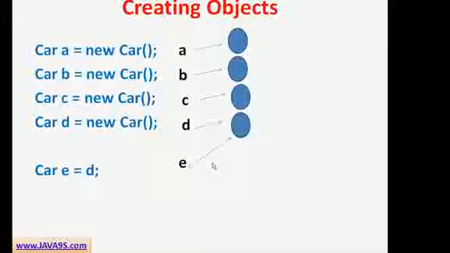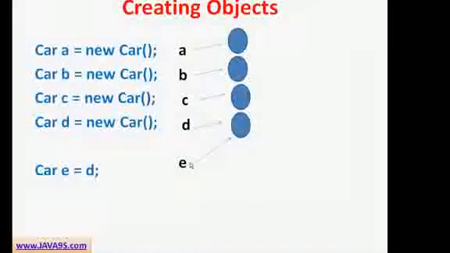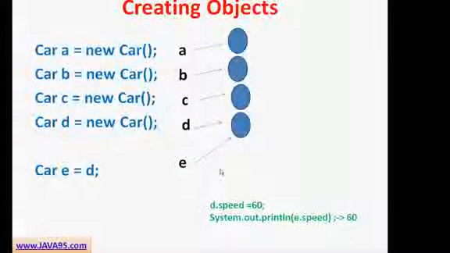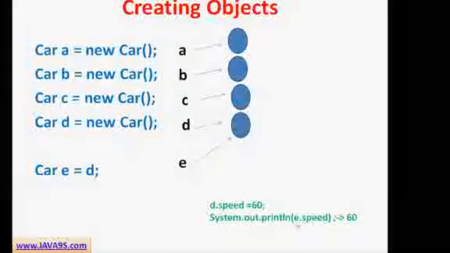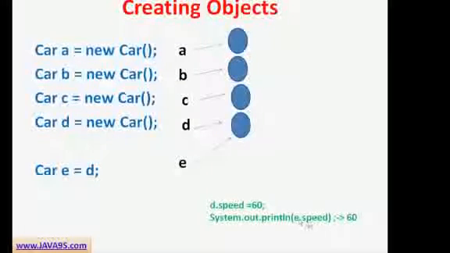So I have declared speed as 50. Now if I modify it using the D reference, d dot speed is equal to 60, it is going to reflect even when you access the object using reference variable E, because it is only one object that is being modified and two of them are referring to the same object. So one object is going to get affected. You can have any number of reference variables referring to a particular object.